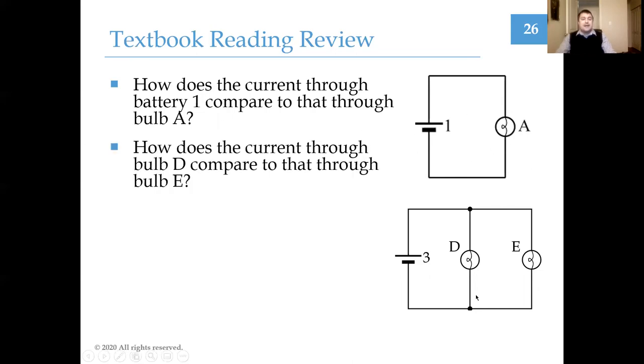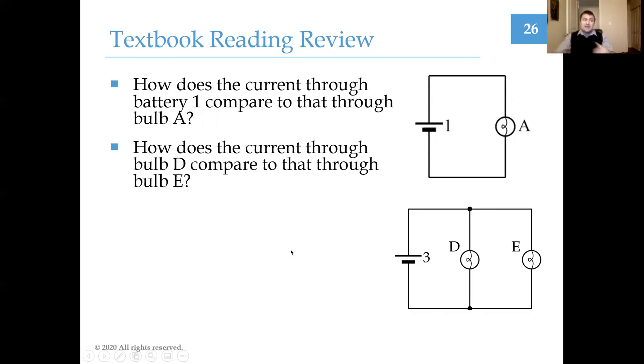All right. How does the current that passes through bulb D compare to the current that passes through bulb E? Well, once again, we can do this sort of electron perspective. I have one electron that is going to choose to pass through D and go back to the battery. I'll have one electron that chooses to go through E and will also go back to the battery as well.